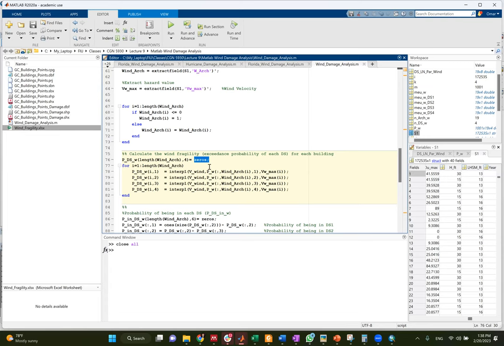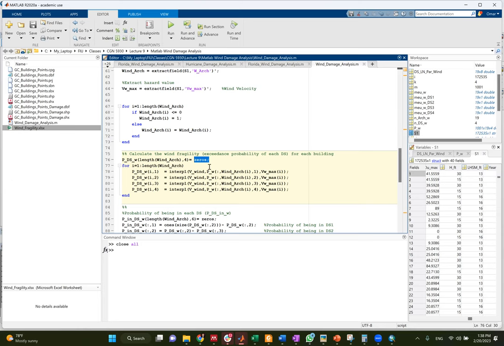You give these two to your function, and then you give this function the new wind speed at which you want to interpolate the probability of exceedance of damage. For example, this function has 1,000 values, from 0 to 100.1. So you give all these wind speeds and all the exceedance probabilities, all the x, y points, and then you give it the new x that you want to interpolate at to get the new y.